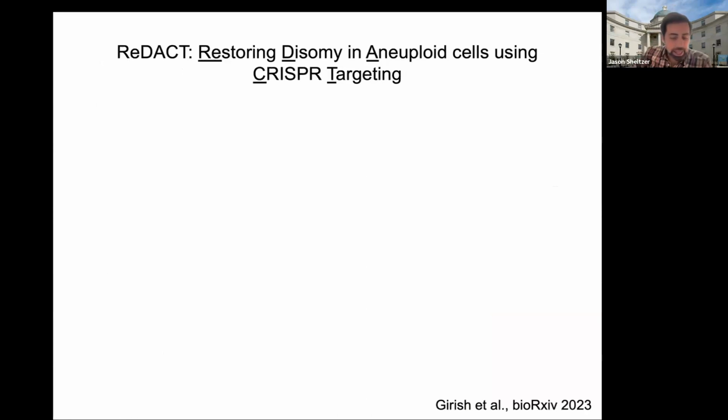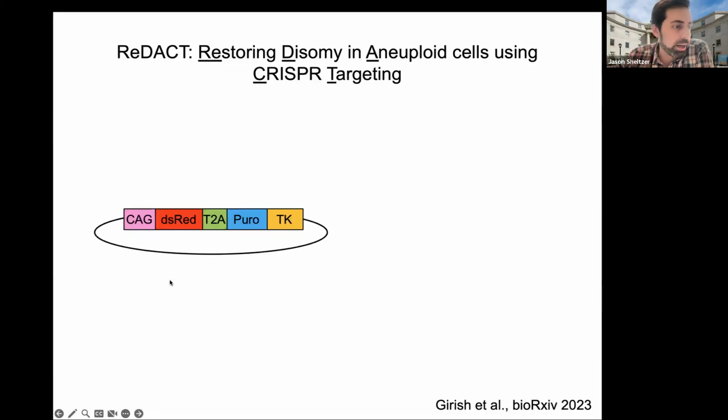So my lab has a long-standing interest in using chromosome engineering to study different chromosomal disorders. And we recently published an approach to use a CRISPR-based technique to perform chromosome engineering. We call this approach REDACT, for restoring disomy in aneuploid cells using CRISPR targeting. And we have a preprint describing this approach on bioRxiv, which is a public manuscript database. So this approach, which I'll describe, allows us to start with aneuploid cells, that is, to start with cells that have a particular chromosome dosage and balance, and then to generate disomic cells from those cells, cells that have two copies of a chromosome rather than three copies of the chromosome.